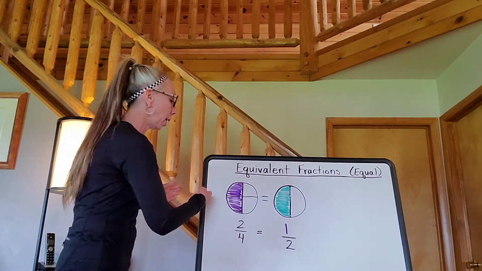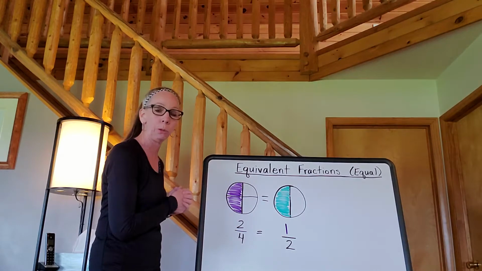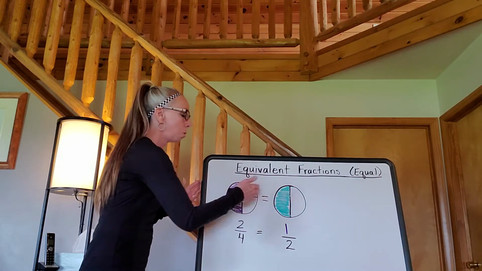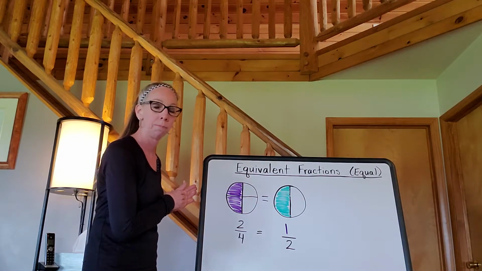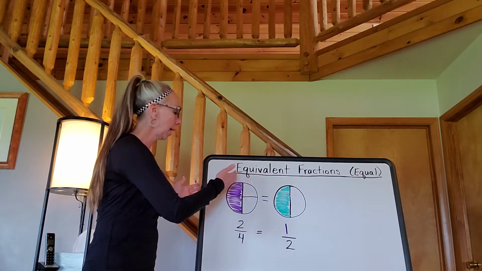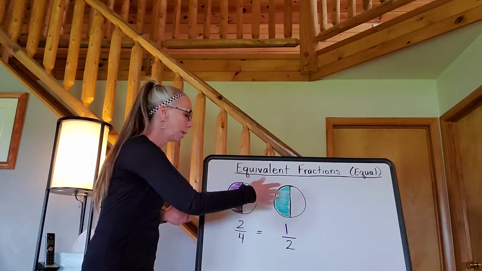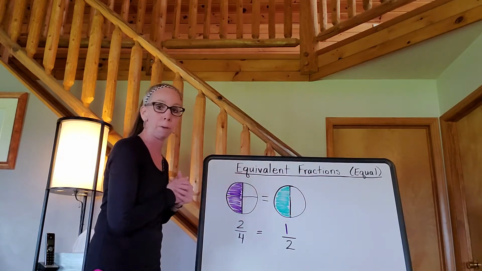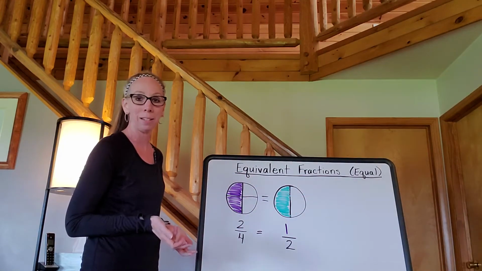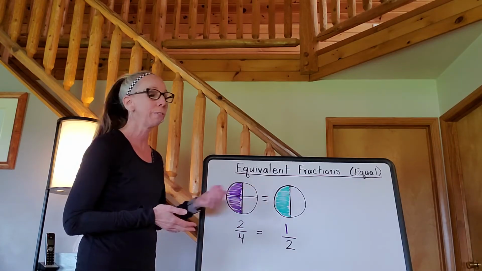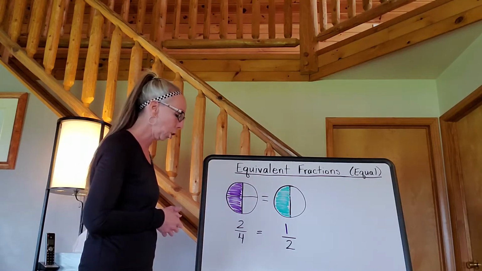Well, if you look back over here and you erase the line in the middle, or you ignored that line, would those 2 circles look exactly the same? Yeah, they would. So again, I want half of the pizza. I want the purple half, or I want the green half. And if I laid the green one right on top of the purple one, they would be exactly the same. So those are equivalent or equal fractions.